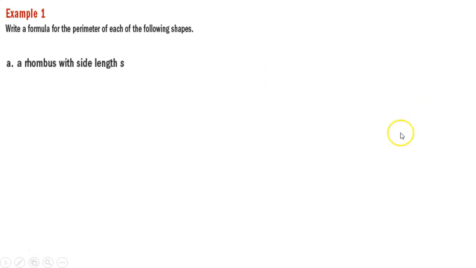So if we have a rhombus with a side length of S, here's our rhombus here. And what we know about a rhombus is that a side length here is S because we're told that. But since we know it's a rhombus, all these other sides have to be S also because the definition of a rhombus is that it has four congruent sides. So all four of these sides are S.